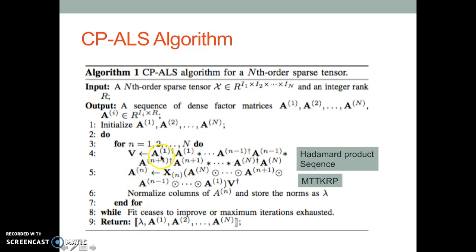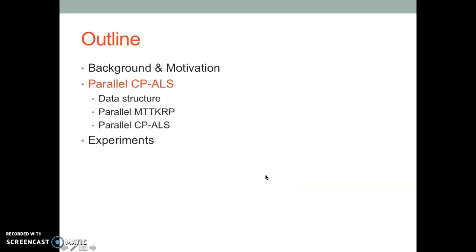There are two loops here. The most important operations are two steps. The first is the Hadamard product sequence, with each matrix doing the matrix multiplication, and thus generating the updates. And the second is the MTTKRP. Let's introduce our parallel CP-ALS.